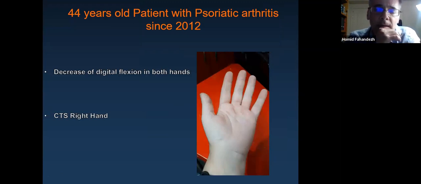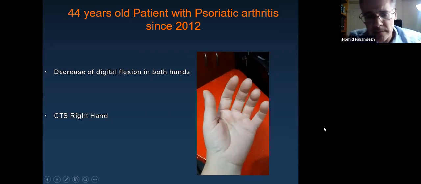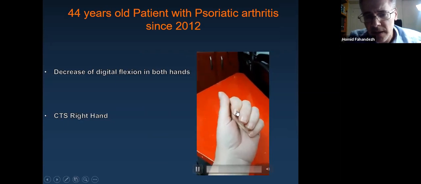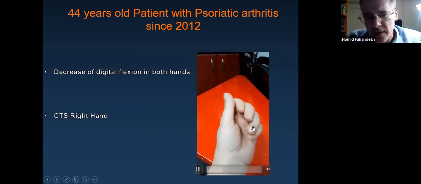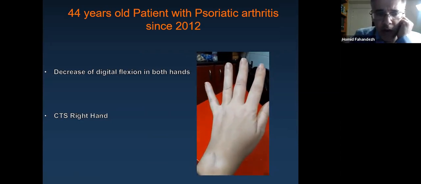Not always is a trigger finger the cause of limitation of flexion of the fingers. Sometimes we can find, like in this patient that has psoriatic arthritis, a patient that has problems flexing and making a fist. And in this case, here you can see the difficulty to flex the fingers that this patient has, and also she has CTS in this hand.